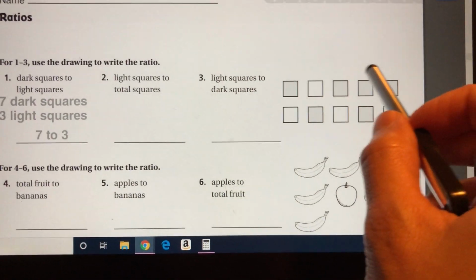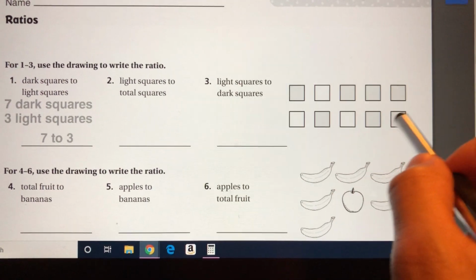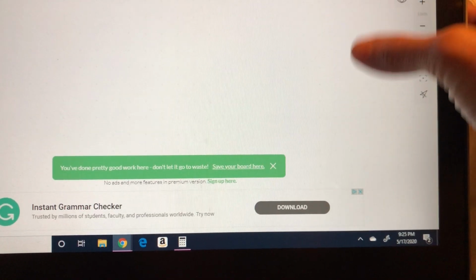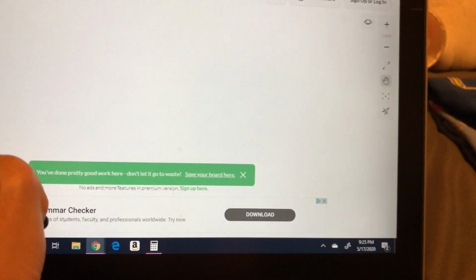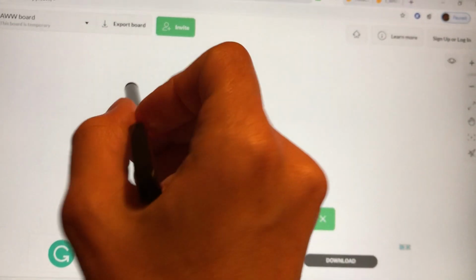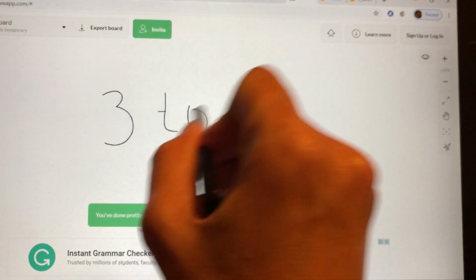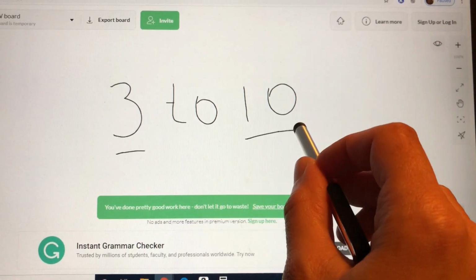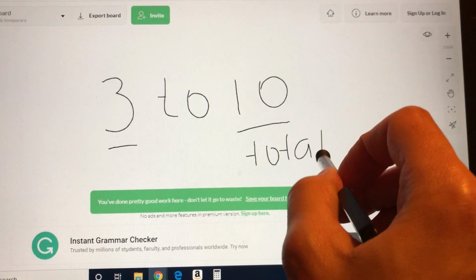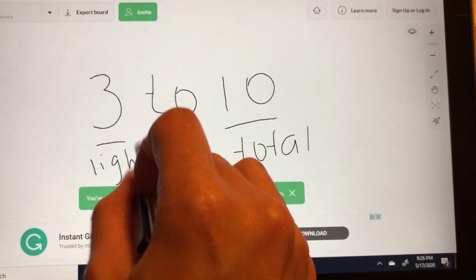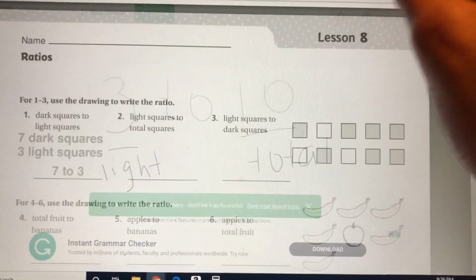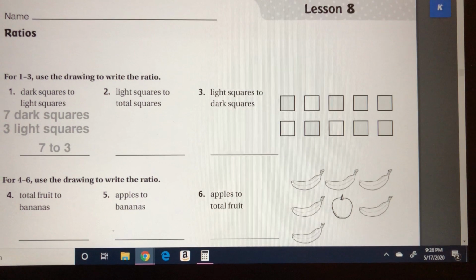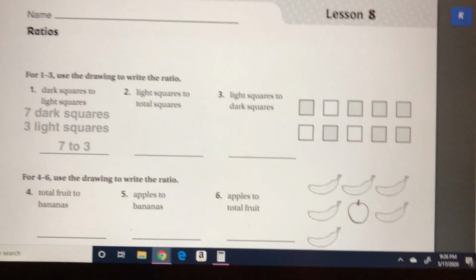So total is when you count everything in the diagram, okay? So the answer to number 2 would look like this. Let's move this over. They want the 3 to 10. Okay, again, keep in mind the order. Light to total. Here's my total amount of squares, and this is the number for light. Okay, keep the same order. Very important. Number 3, light squares to dark squares. We just discussed that, so it would be 3 to 7.